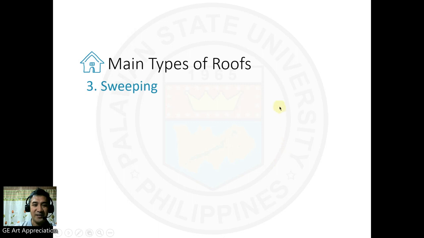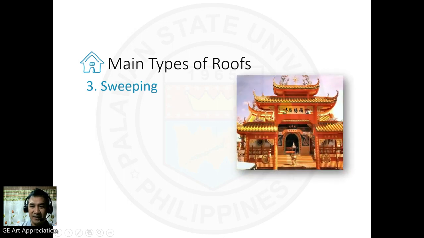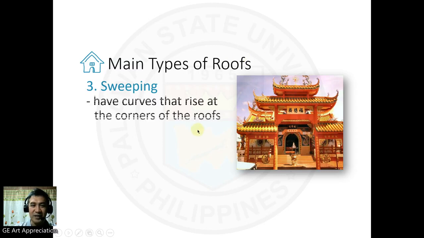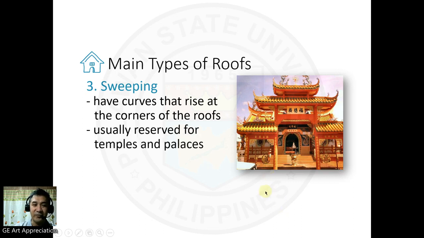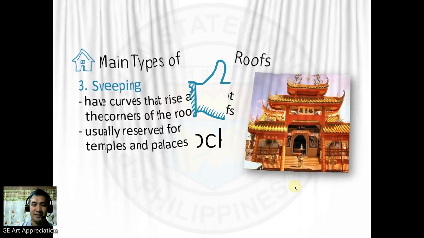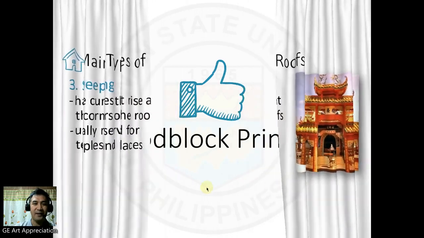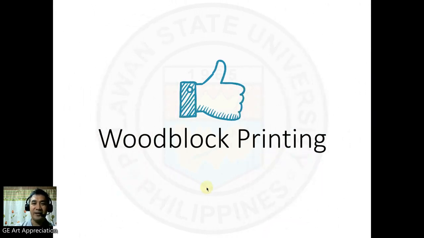So, may another main type of roof, the sweeping. Ayan na yung sinasabi natin kanina. Okay, sweeping is usually found in the temple. They have curves that rise at the corners of the roofs, usually reserved for temples and palaces. Okay, so those are the architecture in the Eastern, especially in Chinese.